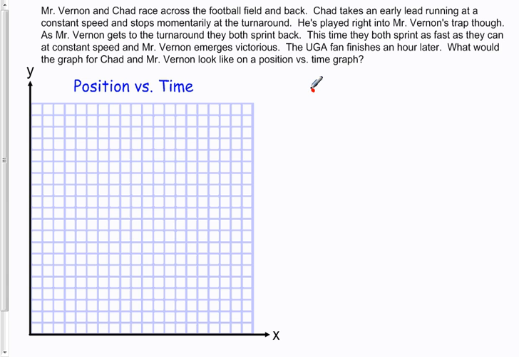So we're going to mark that. Chad is going to be red. Okay. So he starts off at a pretty fast constant speed.